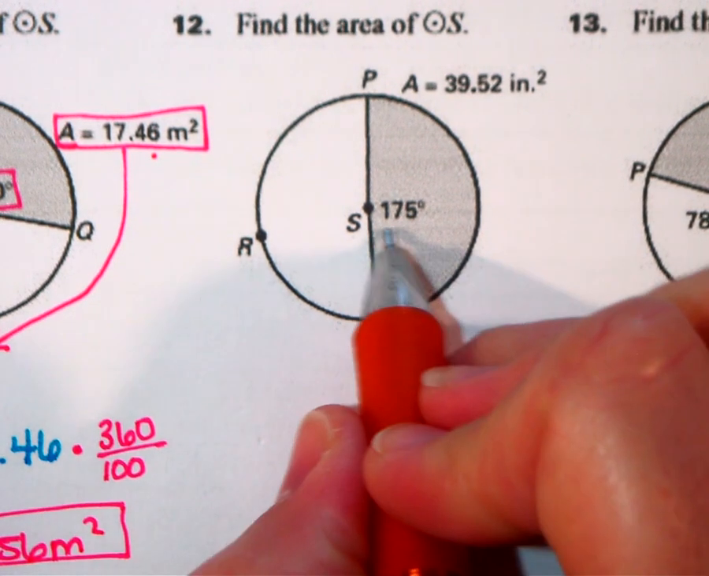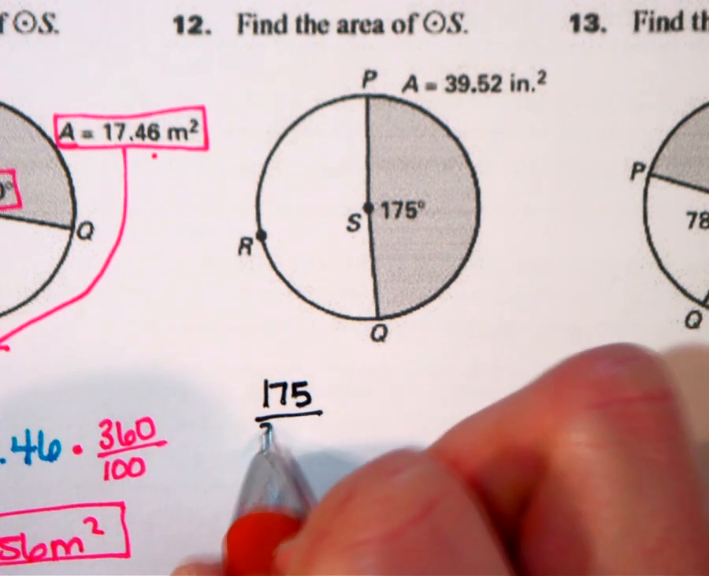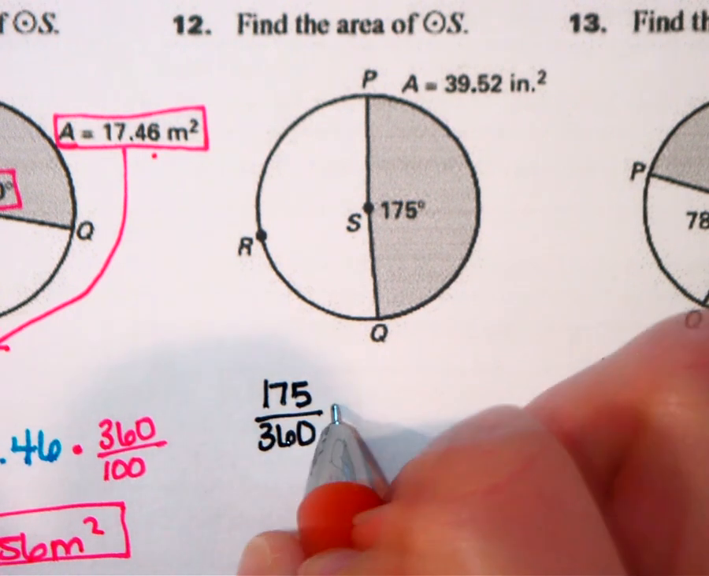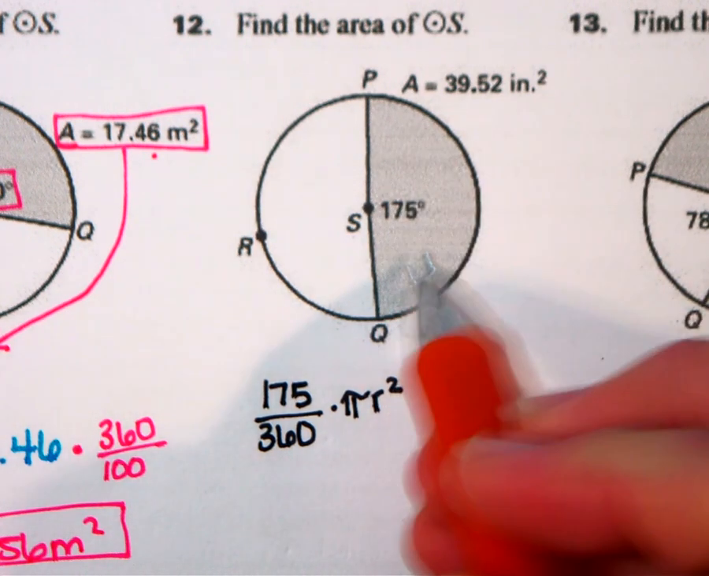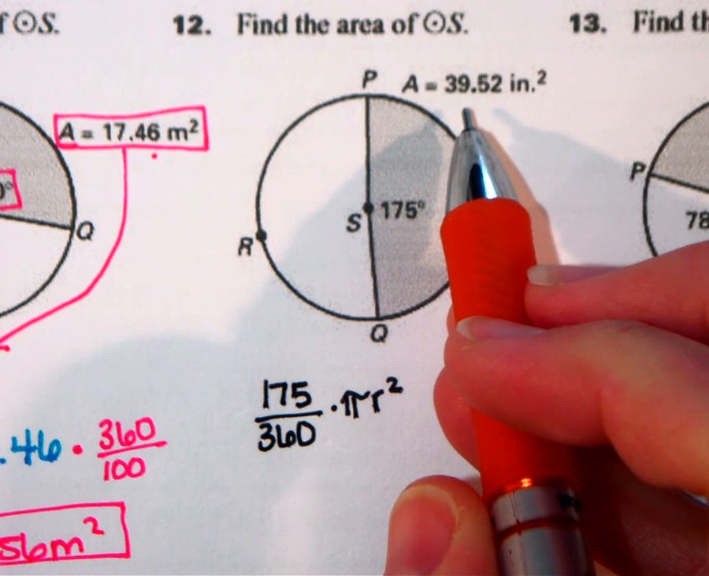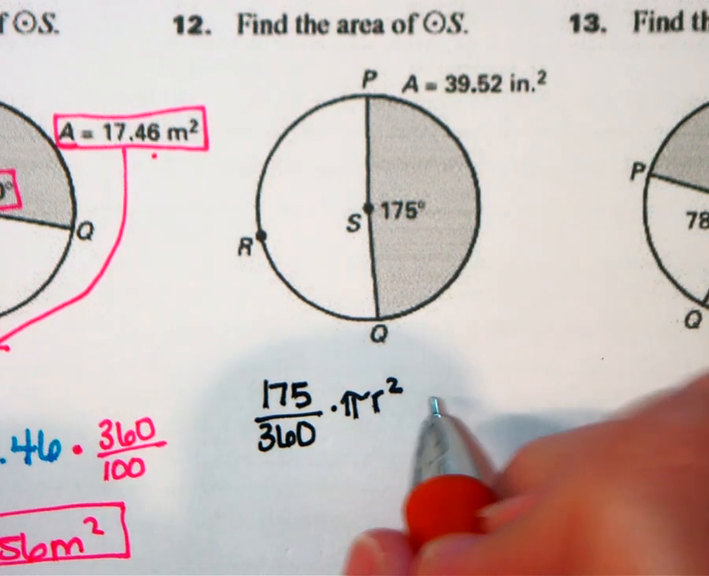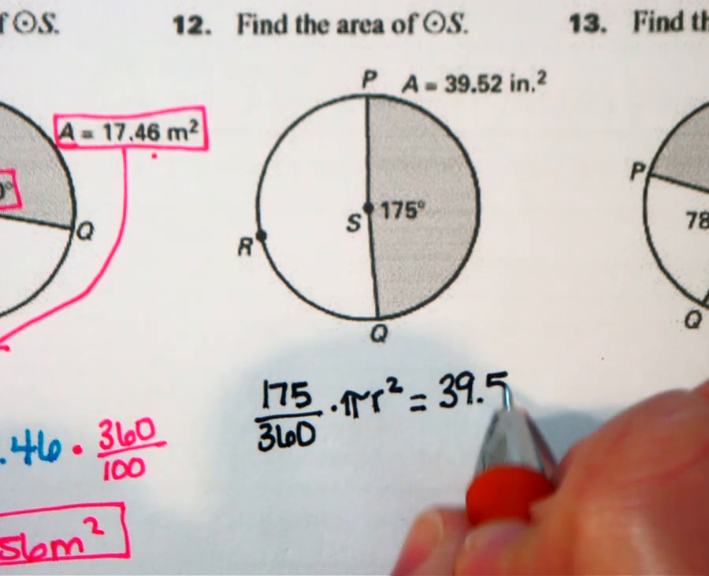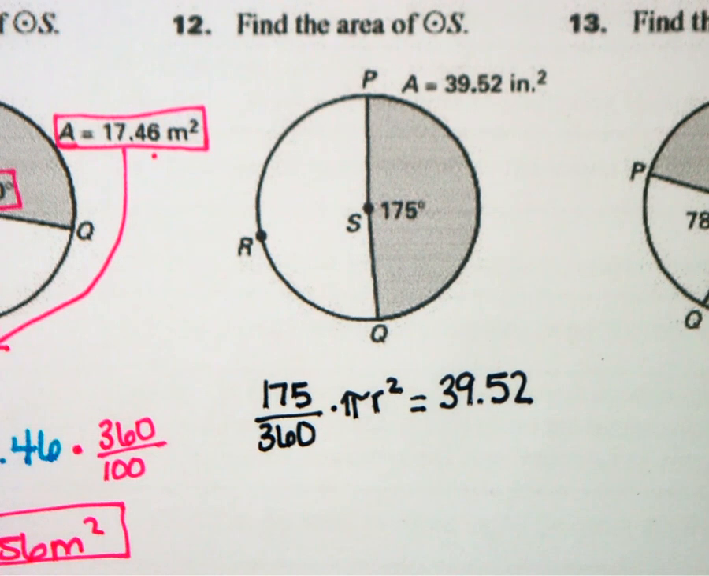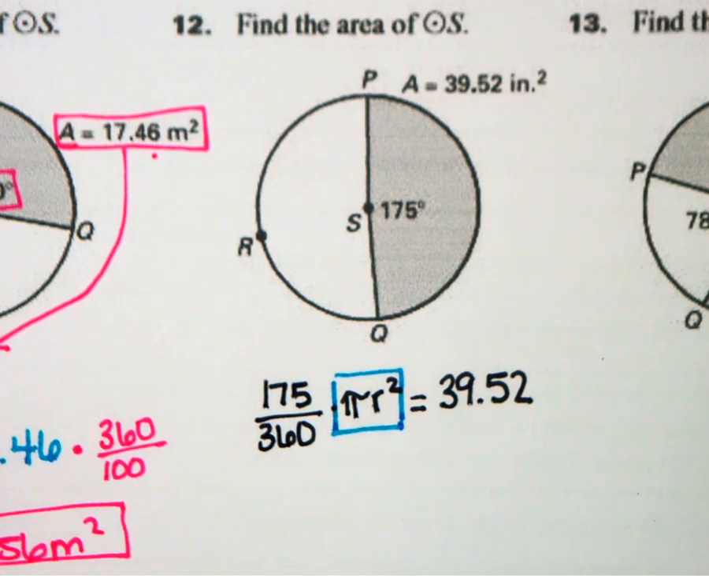Okay, so my measure of my arc is 175. 175 is so close to 180, right? And 180 is going to be half of the circle. So if this half of the circle is 39, which is almost 40, my answer for the whole circle should be close to 80. I'm just using some basic background knowledge to guesstimate what my answer should be, and then I'll work through the problem and see if it makes sense. Remember that this pi r squared is what I'm trying to find, so that's like my x.